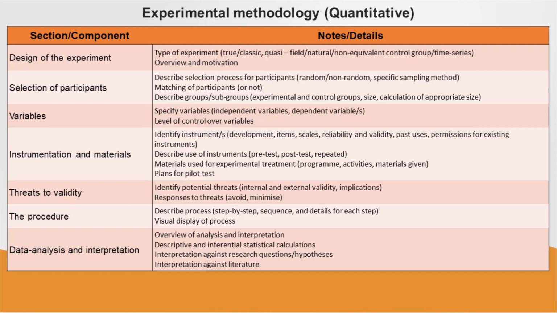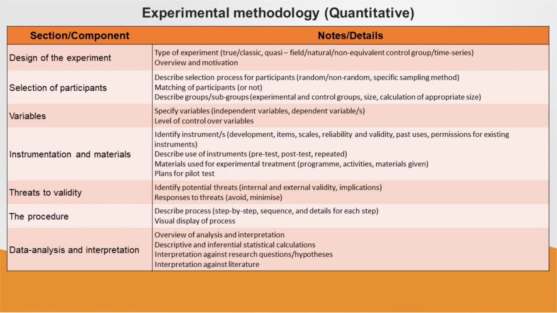And then the selection of participants. You describe the selection process for participants. Is it random or non-random, specific sampling methods used, and so on. Then are you making use of matching participants or not? And then you need to describe the groups and subgroups, like the experimental and control groups, size, calculation, and appropriateness of group sizes. Then the variables: specify the independent and dependent variable or variables, and describe the level of control you have over the variables in the specific experimental design.